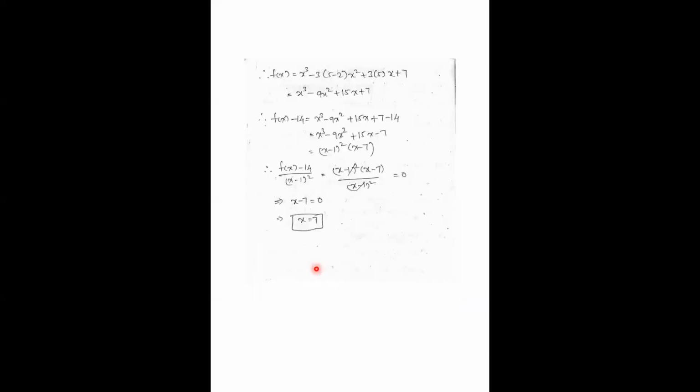Now find f dash x, that is 3x square minus 6 into a minus 2x plus 3a. We know that f dash 1 will become 0. Now f dash 1 equal to 3 minus 6 into a minus 2 plus 3a. This is equal to 0. By solving this, you will get the value of a as 5. Now f of x equal to x cube minus 3 into 5 minus 2x square plus 3 into 5x plus 7. That is x cube minus 9x square plus 15x plus 7.